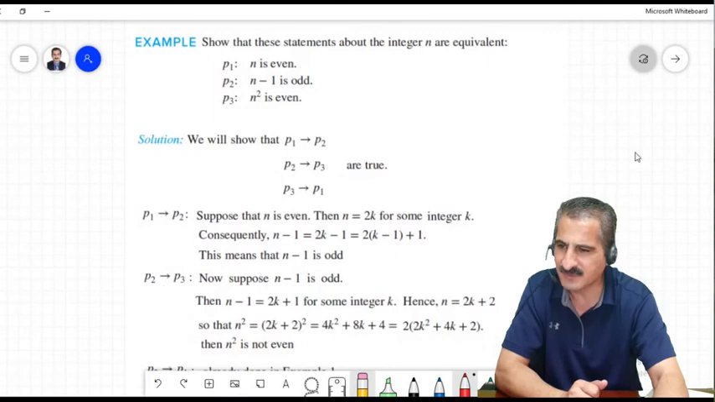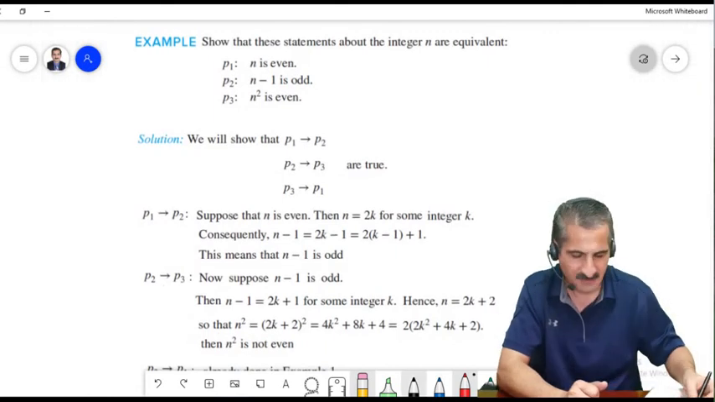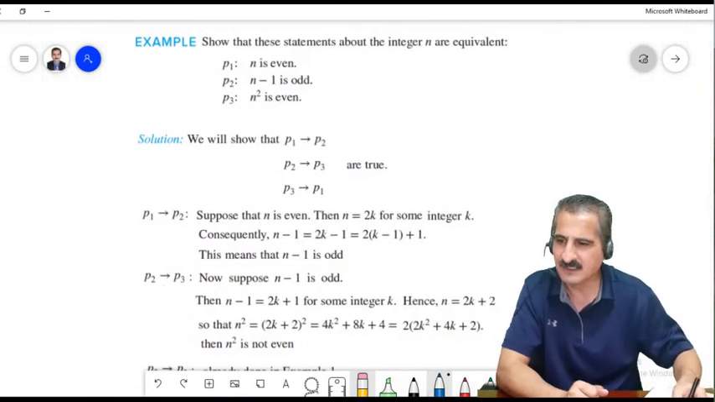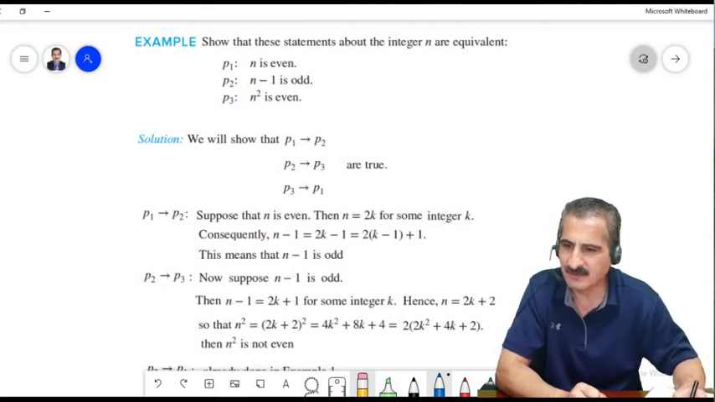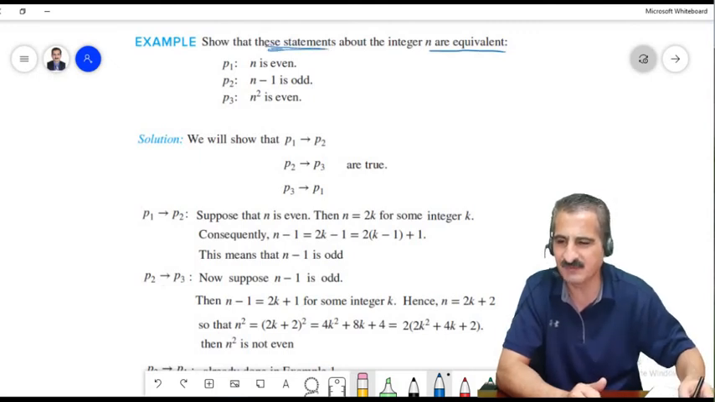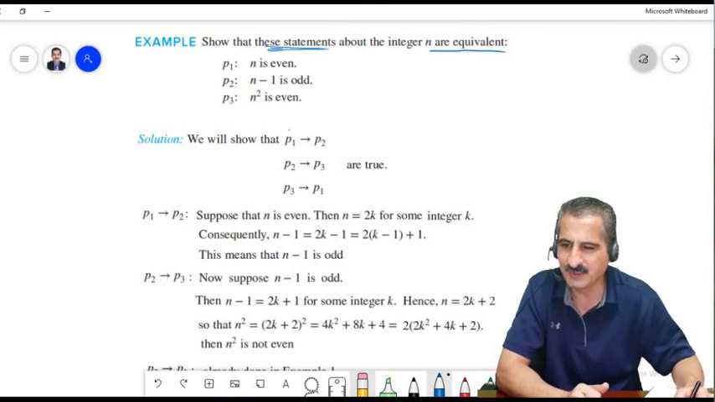And this is very commonly used in mathematics. Let us see. It says, show that these statements are equivalent. This is very commonly used. Are equivalent. What does that mean? We will show that P1 gives P2, P2 gives P3, and P3 gives P1.